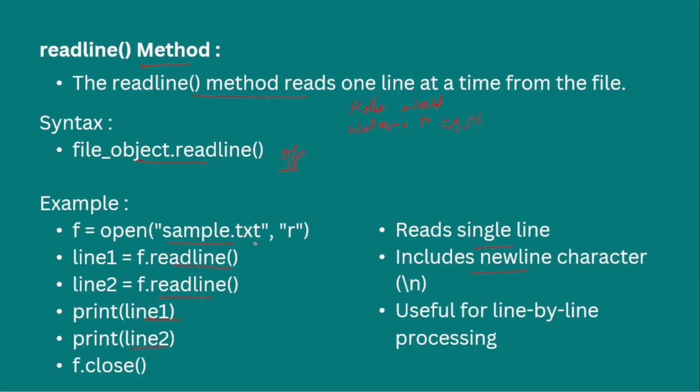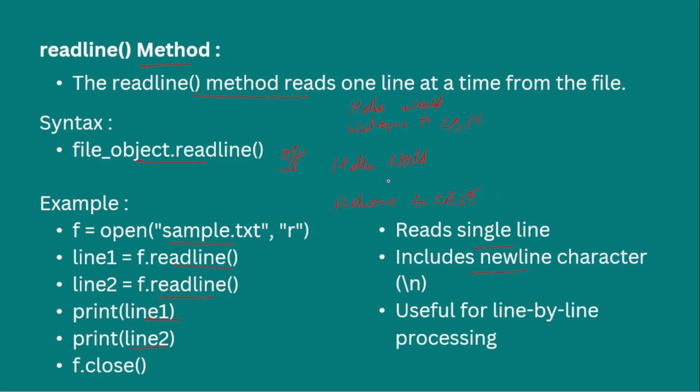In this case, using f.readline, it will read the line hello world. Then using this second f.readline, it will read the second line, welcome to CBSE. And when we print it, we'll print the first line. So the output will be hello world, and then there'll be a blank line here, and then we'll print the next line, which is welcome to CBSE. So this will be the output.